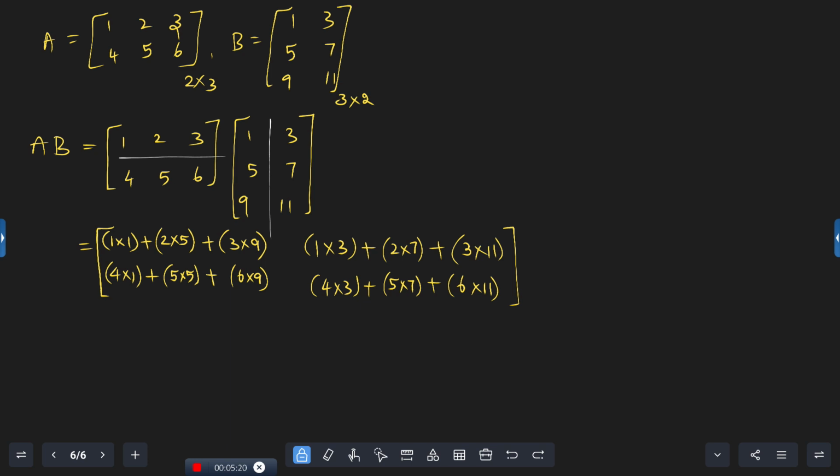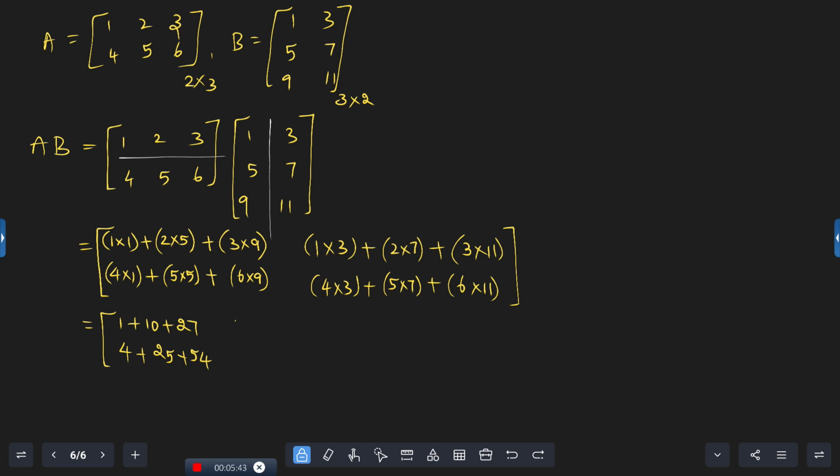Very important what I said, you should listen. Otherwise, you will not understand whatever I said. Just you have to multiply this. 1 ones are 1. 2 5s are 10. 3 9s are what? 27. Like that. Here 4 ones are 4, plus 5 5s are 25, plus 6 9s are 54. We have to add later.